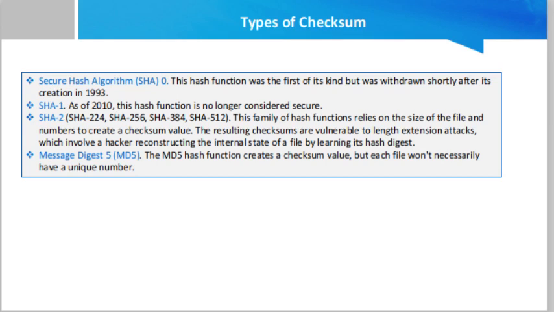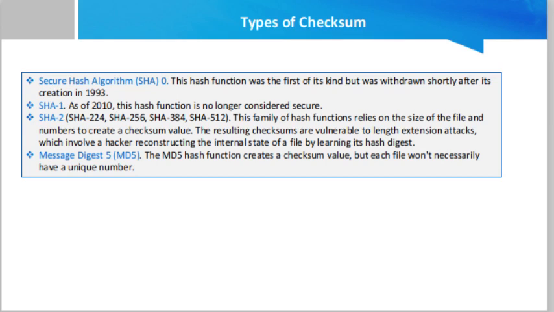in 1993. SHA1: as of 2023, this hash function is no longer considered secure. SHA2: this hash function relies on the size of the file and numbers to create a checksum value. The resulting checksums are vulnerable to length extension attacks, which involve a hacker reconstructing the internal state of a file.